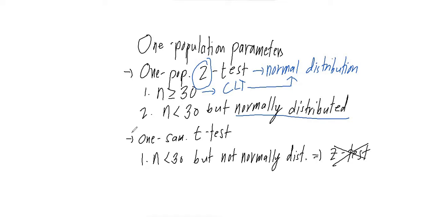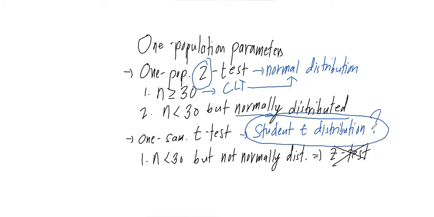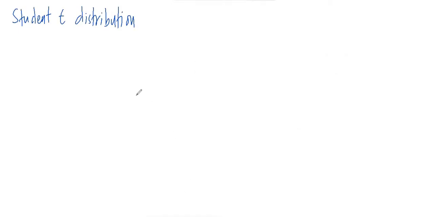However, the one sample t-test is related to what we call the student t-distribution. What is this student t-distribution? The student t-distribution is a distribution similar to the normal distribution. It is also a continuous probability distribution that somehow looks like the normal curve. Just forgive my drawing here. However, there are some similarities and differences between the student t-distribution and the normal distribution.